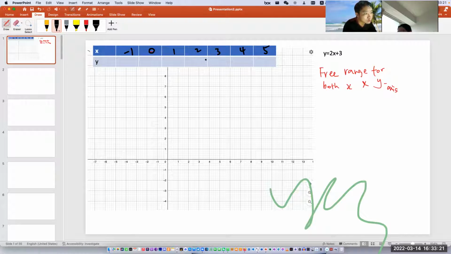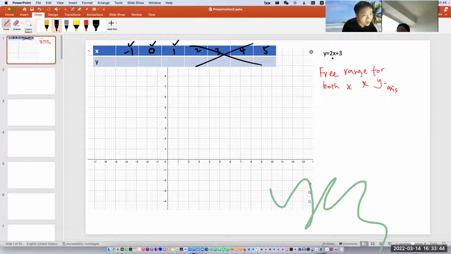Let me demonstrate to you. You are good with 3 points, so you don't need this much. But with more points, it's easier to draw the line, because when you link them up it is easier. Okay. Let me just go with 3 points: -1, 0, and 1.